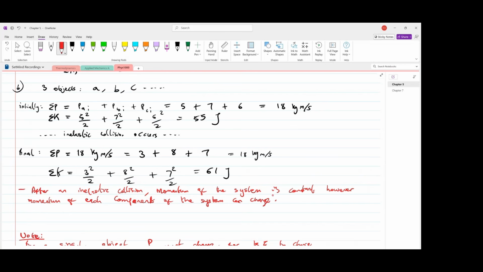So the total momentum is constant. However, the momentum of each component of the system can change, right? And this can cause a change in the system's kinetic energy because of the square relationship. Okay, so this is how I would explain it.